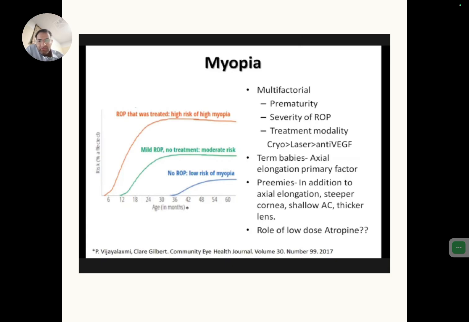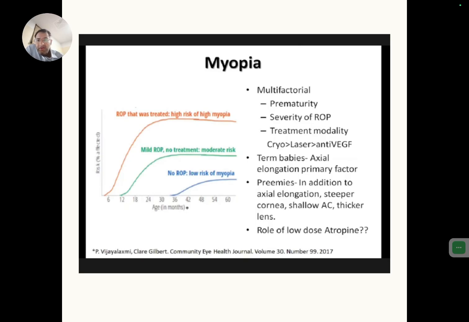When there is no ROP, there is low risk of myopia, and the risk starts at around 30 to 36 weeks and slowly increases, but still the risk is very low. When there is mild ROP, no treatment is given for that ROP. The risk of myopia starts at around 12 months, and it is a much higher risk than a baby with no ROP.